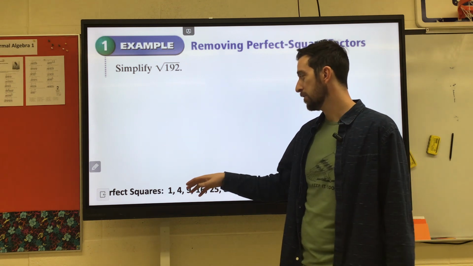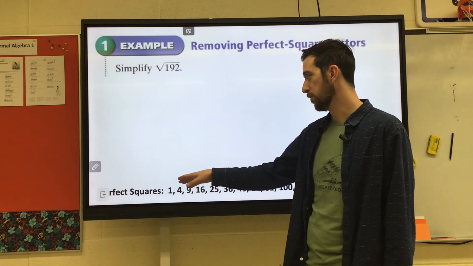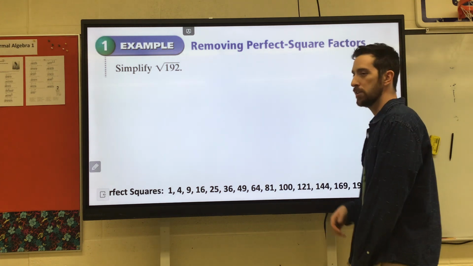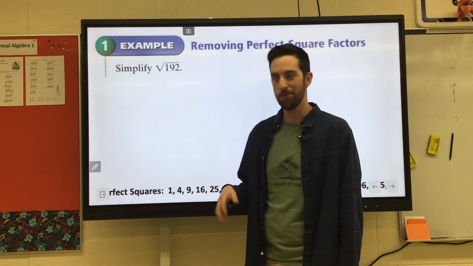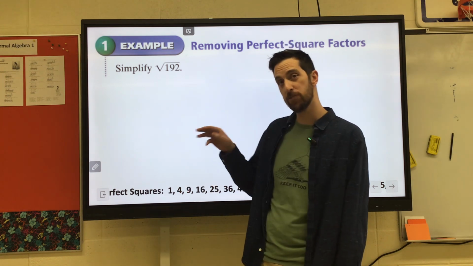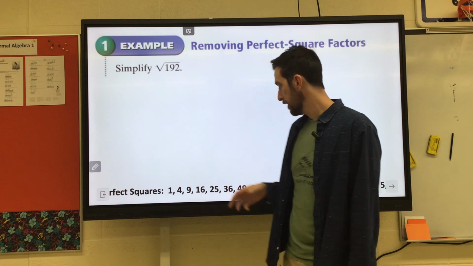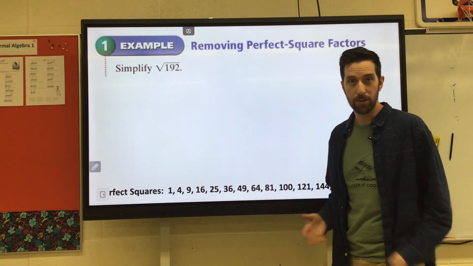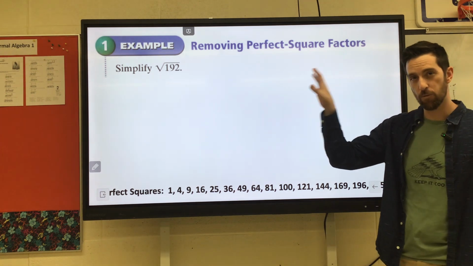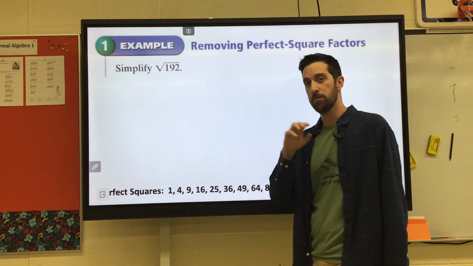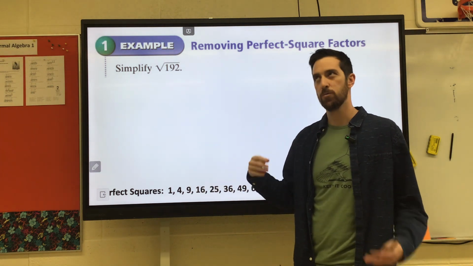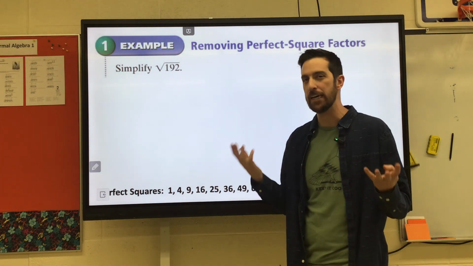Perfect squares are listed here. These are numbers that you can square root and get a whole number. So like 1 is 1 squared, 4 is 2 squared, 9 is 3 squared. 49 is 7 squared, 7 times 7. These are the numbers we're going to use to break down 192 until we can pull out no more perfect squares. Now, we ignore 1 because 1 goes into everything and it doesn't really get us anywhere.